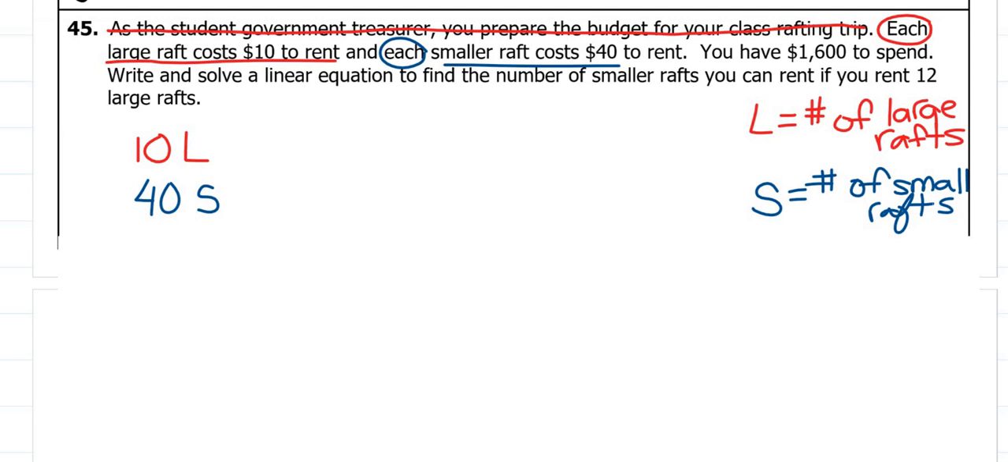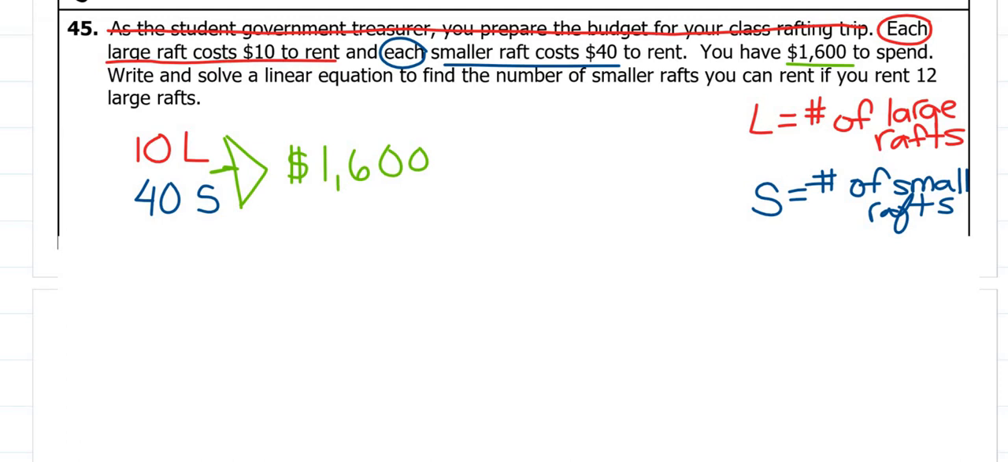You have $1,600 to spend. So together, you can spend up to $1,600. Now, this is not meant to be an inequality symbol. I just mean, like an arrow, that together you can spend up to $1,600. Write and solve a linear equation.